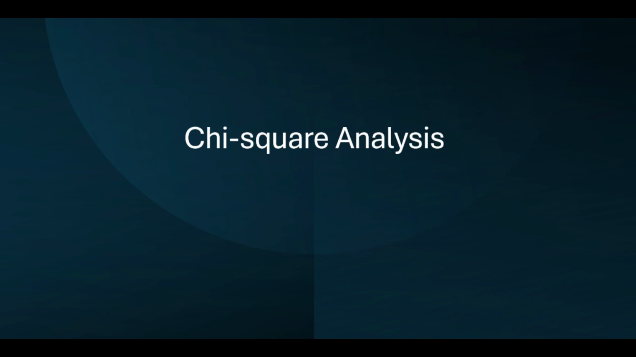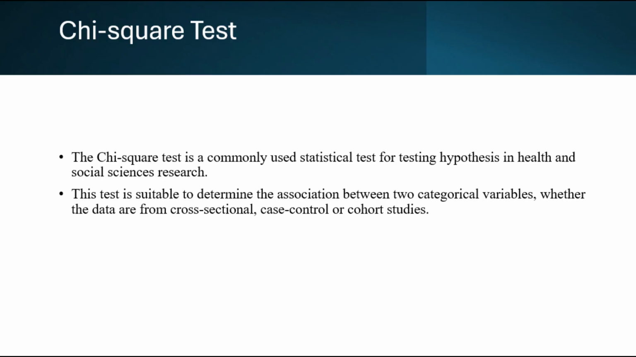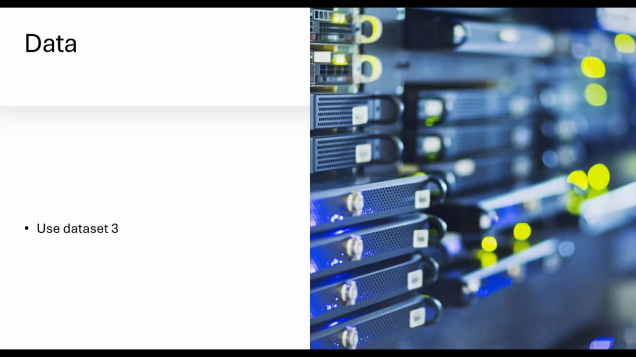Chi-square analysis. The chi-square test is a commonly used statistical test for testing hypotheses in health and social sciences research. This test is suitable to determine the association between two categorical variables, whether the data are from cross-sectional, case control, or cohort studies. Data: use dataset 3.